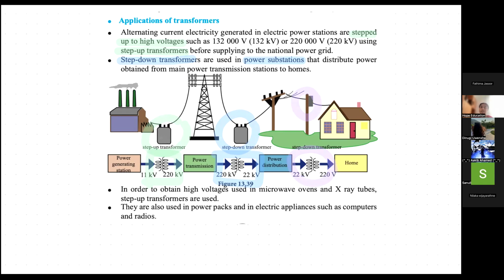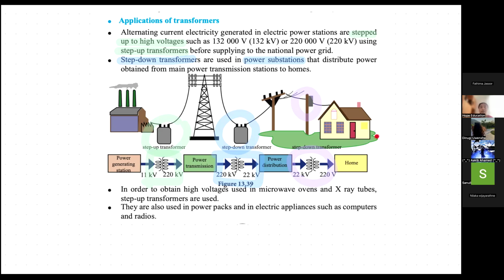So the current generated at power stations is stepped up to a higher voltage and sent to the national power grid. And then from the national power grid, in the power substations, it is stepped down. And then transformers step it down further, because our house should only receive 220 to 230 volts.